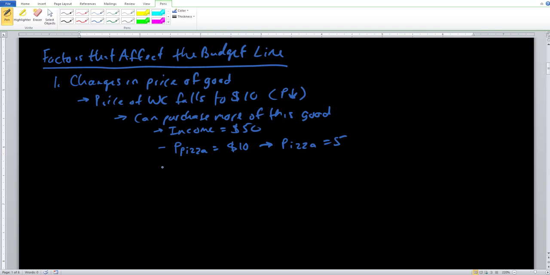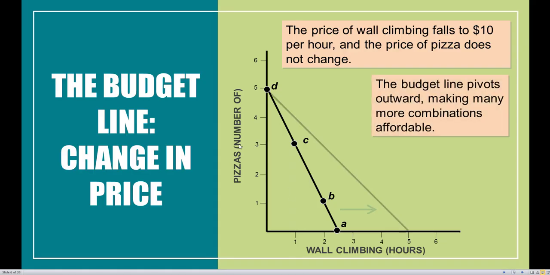Nothing new in this regard. However, the price of wall climbing fell to $10. So therefore, the maximum quantity of wall climbing that we can consume now is also equal to 5. When we plot these points on the Cartesian plane, we're going to notice a rotation of our budget line. Take a look at this. The budget line is going to pivot outwards, making many more combinations affordable. So the budget line pivots or rotates around the good whose price has actually changed.